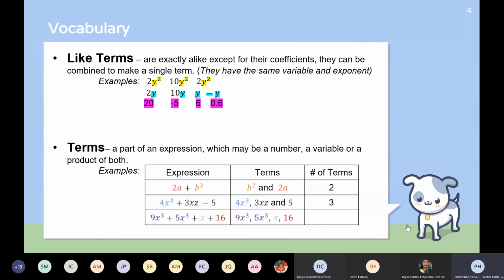So let's talk about the last one. On the chat box, write down how many terms you see. Do not say it, just write it. How many terms do you see on the last example?